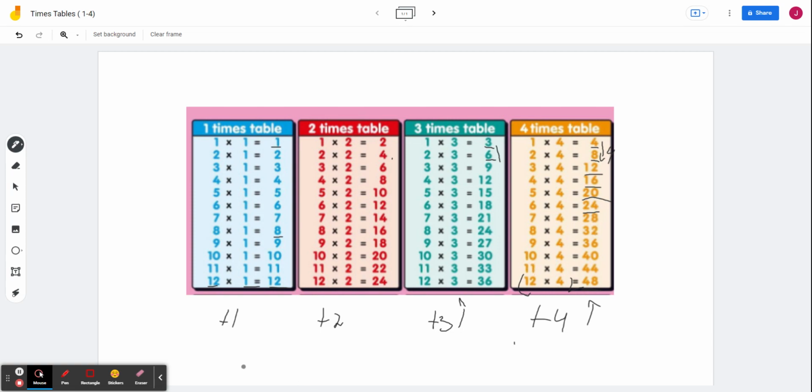So we looked at the patterns behind times tables today, and hopefully this was something informative and how we can use these patterns to find out our answers.